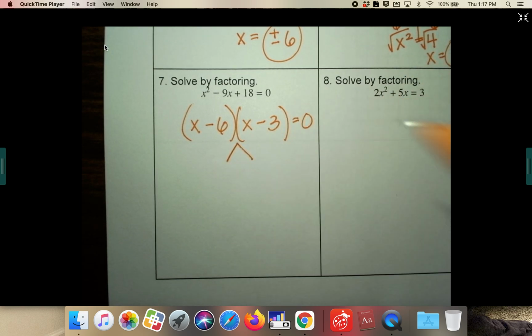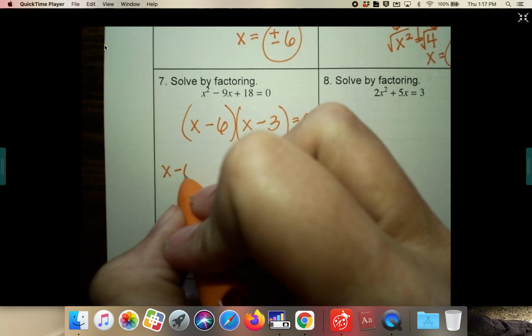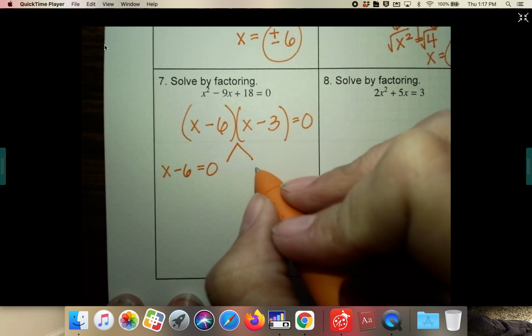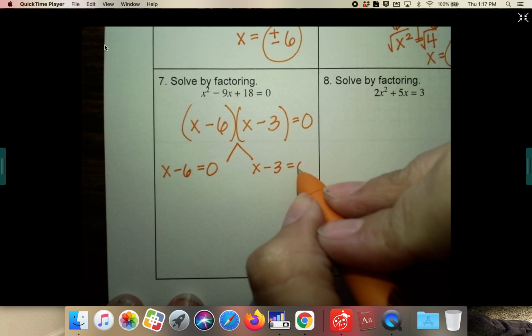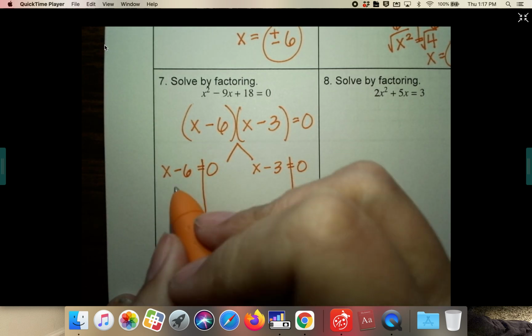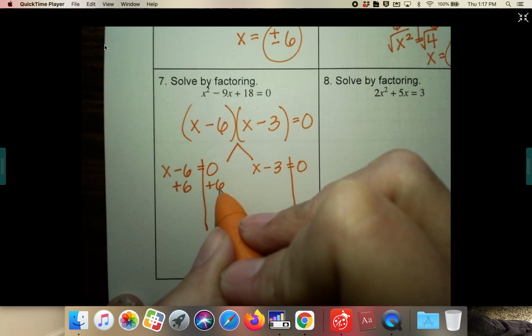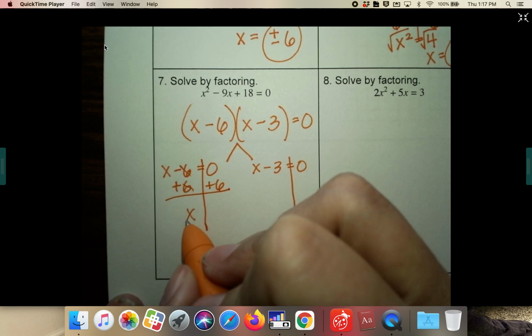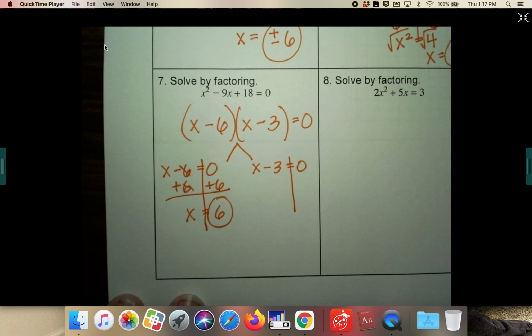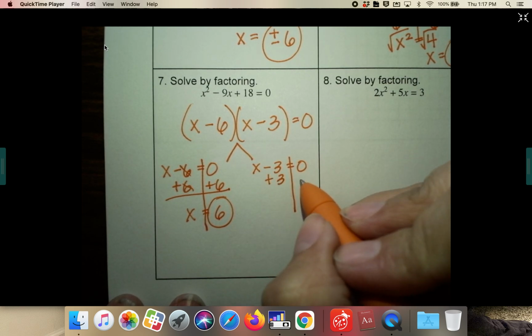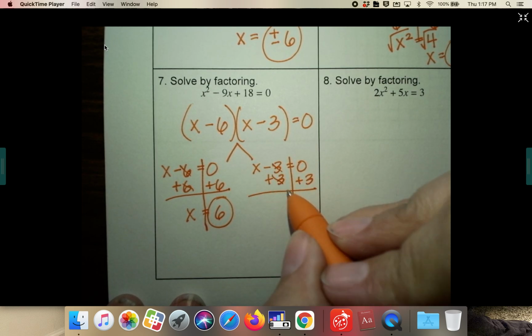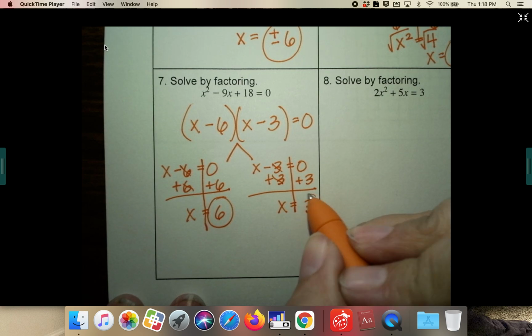So we are going to branch these off and set them both equal to 0, and you are going to actually solve the equation. Now you might already have known what it was going to be in your head, and that's okay. 6 is one of the answers, and when I add 3 on both sides to this one, positive 3 is my other answer.